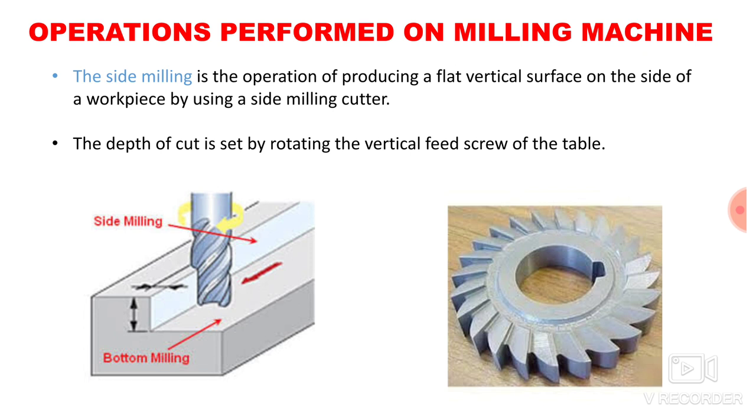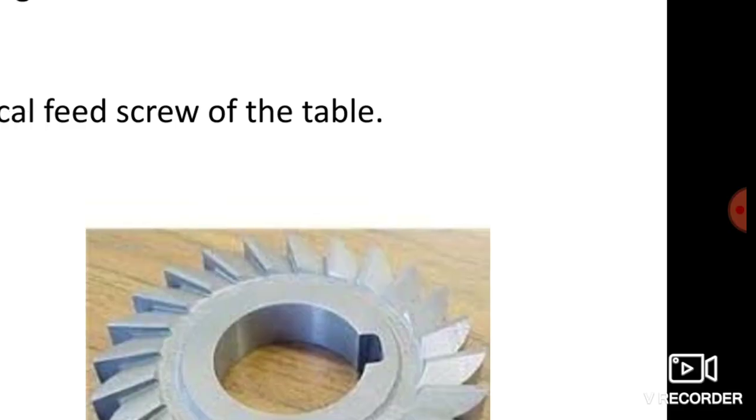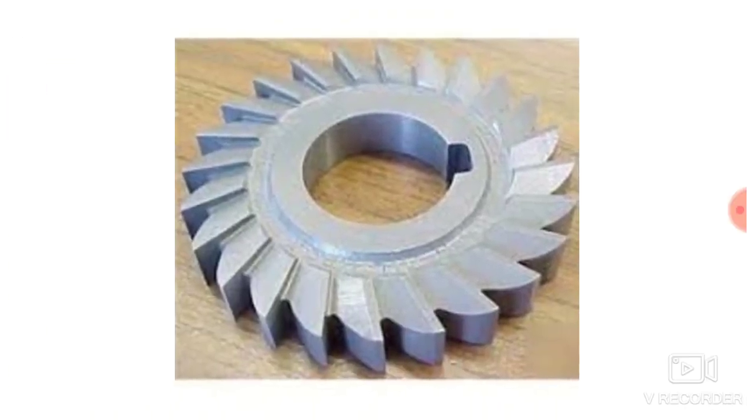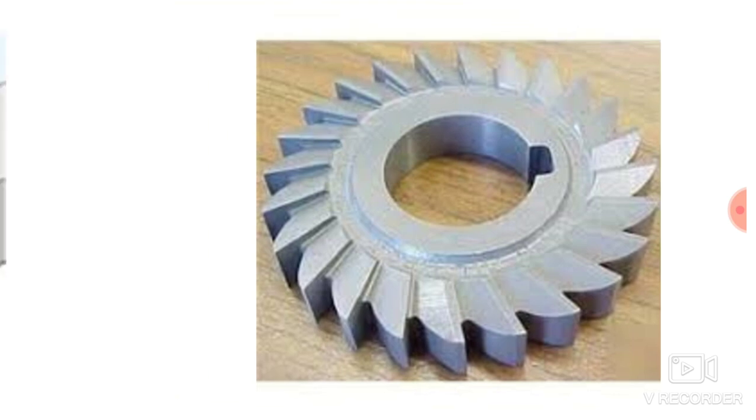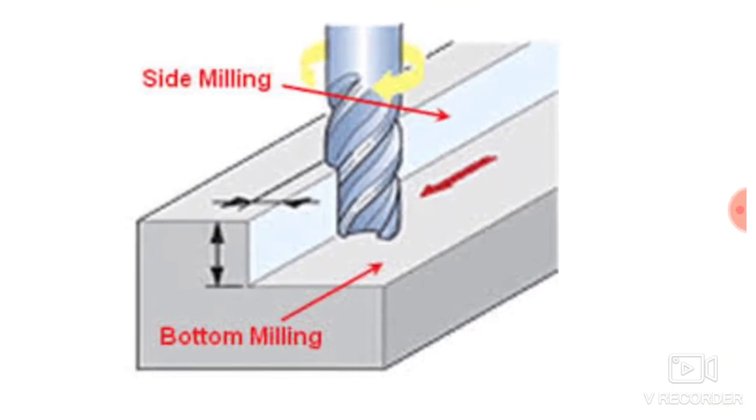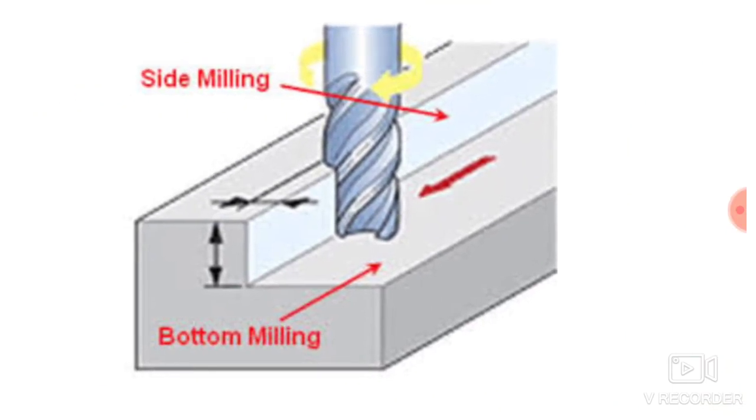The next operation is side milling. Side milling is the operation of producing a flat vertical surface on the side of the workpiece by using a side milling cutter. The depth of cut is set by rotating the vertical feed screw of the table. Here you can see an image of a side milling cutter. This side milling cutter has teeth on the side, and with these teeth you can remove material from the side of the workpiece. In this image you can see the material being removed from the side of the workpiece with the help of a side milling cutter.